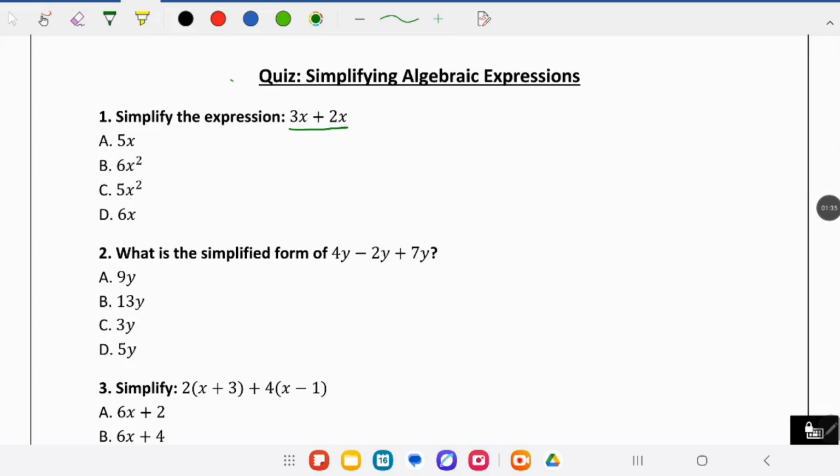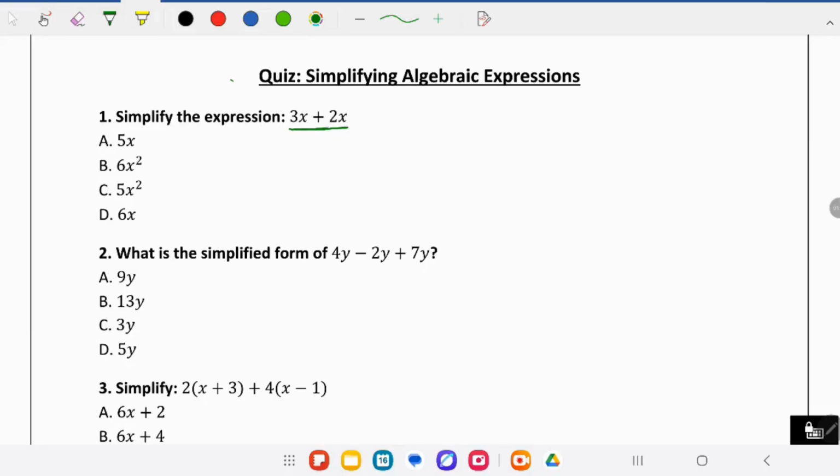Hello, welcome to another lesson in the series of simplifying algebraic expressions. In this lesson, I'm going to solve the multiple choice questions. So let's get started. Question number 1, I have simplifying the expression 3x plus 2x.